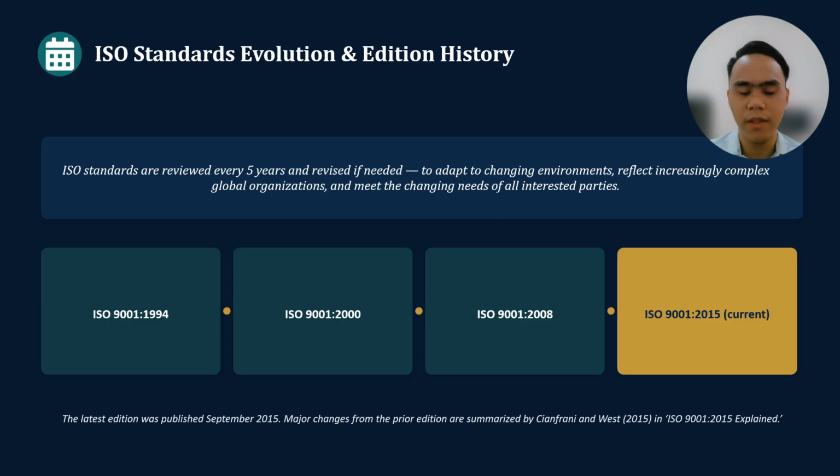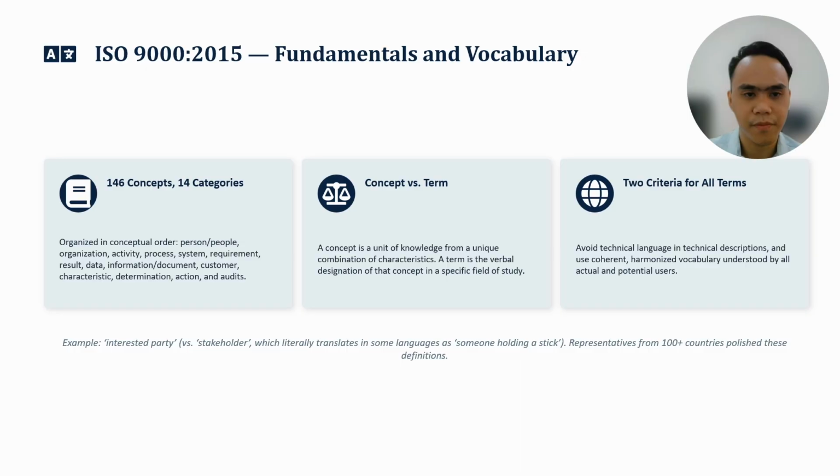For anyone who wants to deep dive specifically into what changed between the 2008 and 2015 editions, this chapter points at a specific resource: the Cianfrani and West 2015 book, ISO 9001:2015 Explained. We're going to cover the major changes ourselves in the next couple of slides, but this is the dedicated reference if you want the full detail that we can't cover.